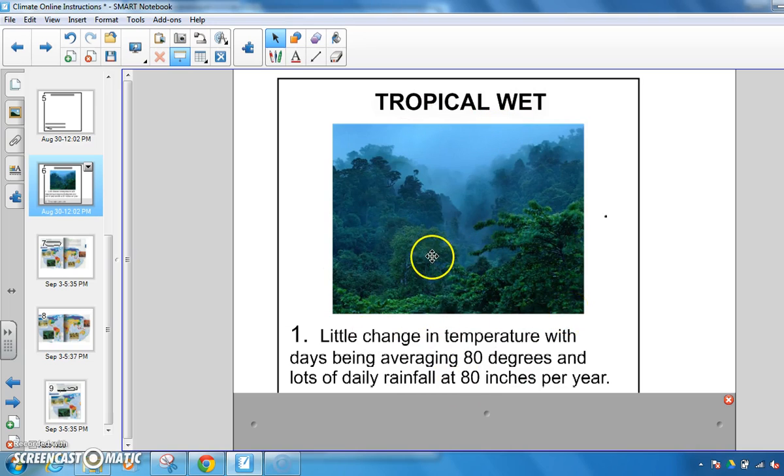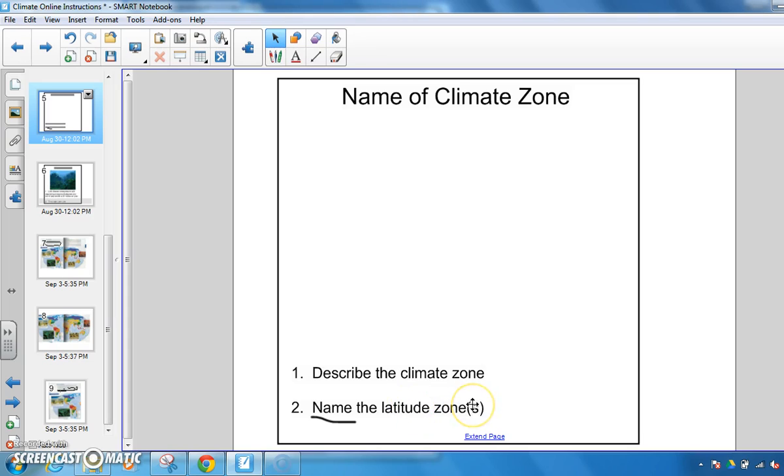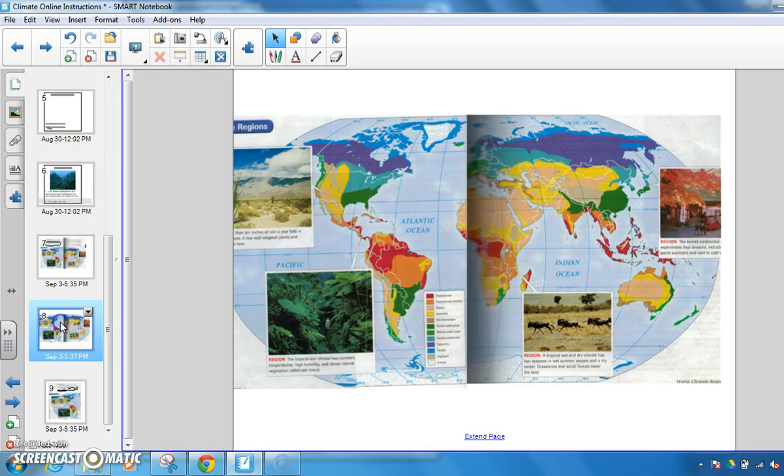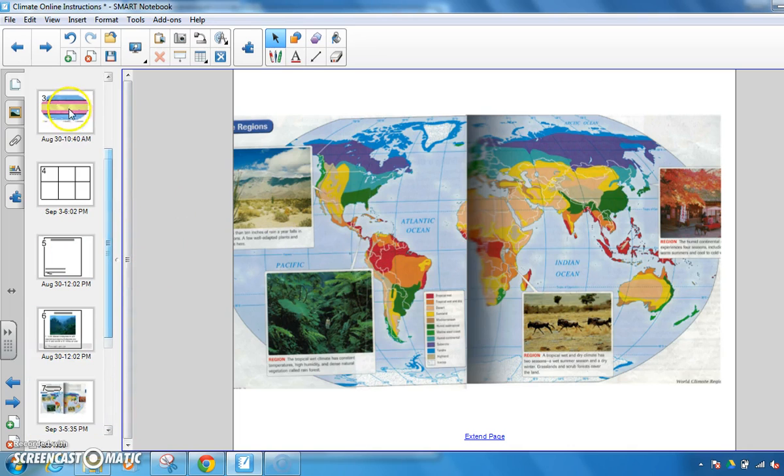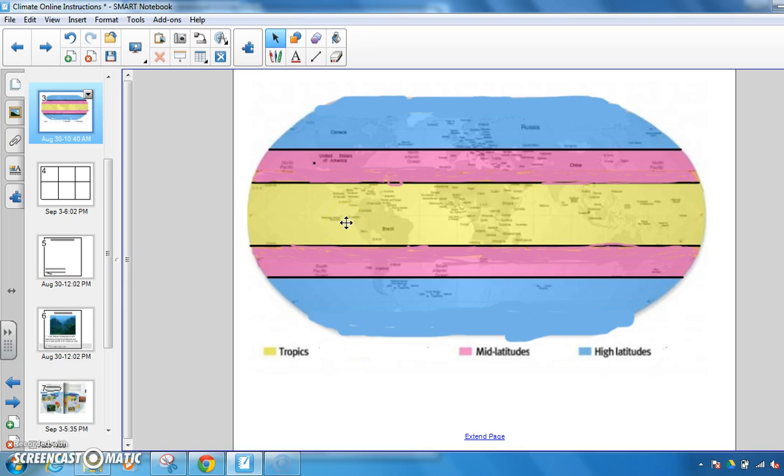Once I've done describing it and I've used some of my own words, now I've got to go through the last part, and that's naming the latitude zone. I'm just naming it. So here's what I do. I find where my tropical wet is, which is red here, and then I'm going to look at the map and figure out what latitude zone I'm in. Now again, we're talking about latitude zones like I talked about. Yellow would be tropical. In between the Tropic of Cancer and Capricorn, you've got your mid and then your high.